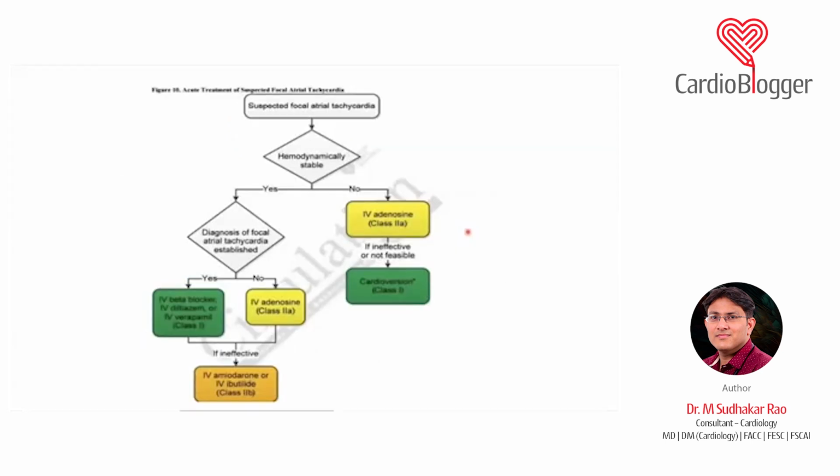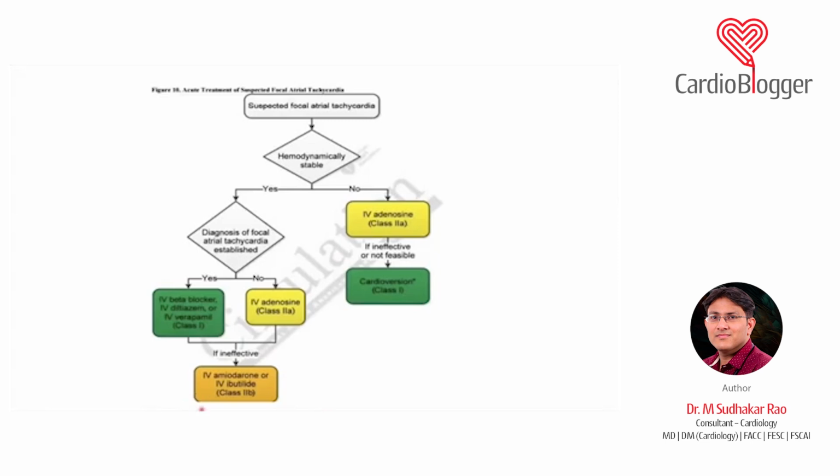And if the patient is hemodynamically stable, the first line of therapy always remains IV beta blocker or calcium channel blocker. They do not respond to adenosine. Very rarely there is adenosine sensitive atrial tachycardia, but it's very rare. So you should not try adenosine most of the time. You can just try a beta blocker or a calcium channel blocker. Only if it doesn't respond to that, you should try adenosine. And if it doesn't revert, you should try amiodarone, IV amiodarone or ibutilide.